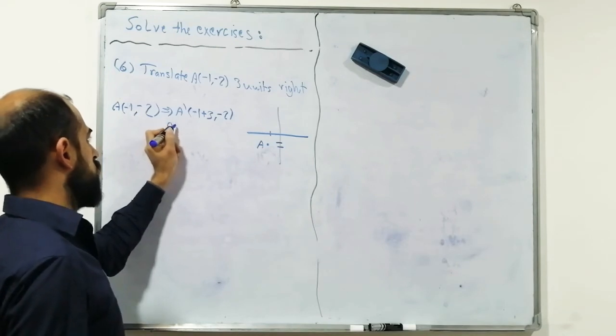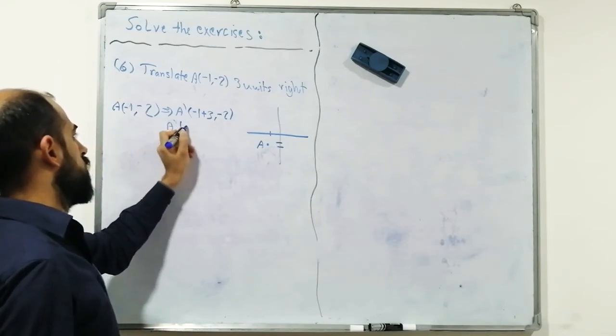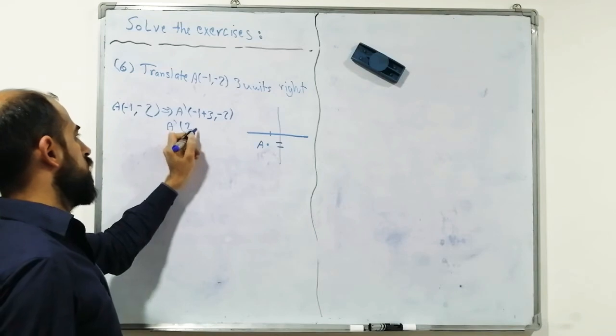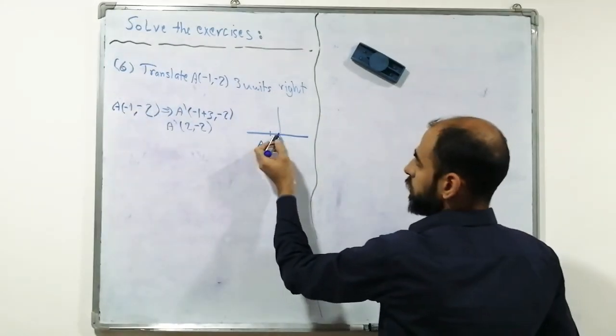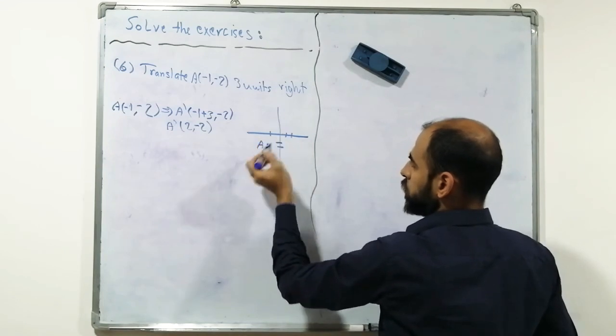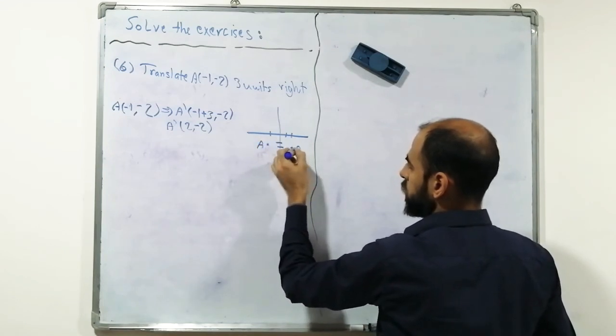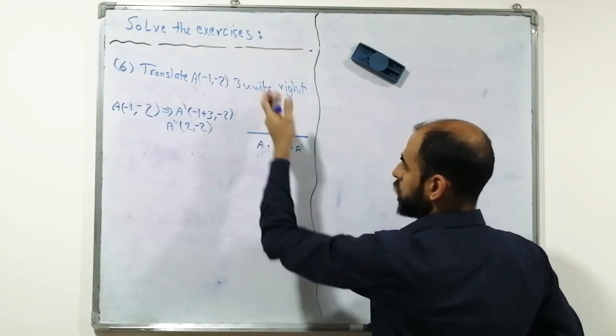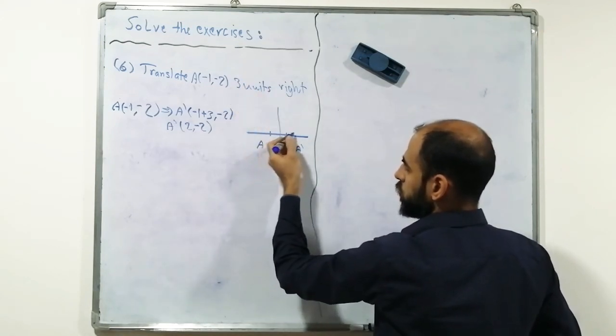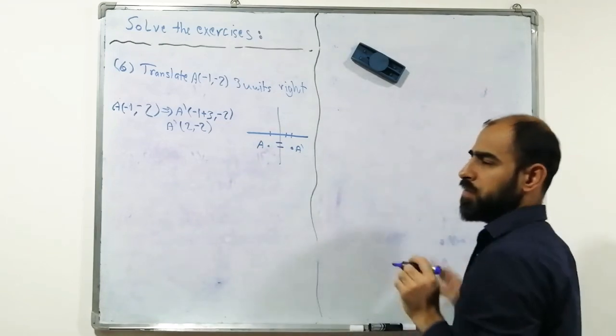A dash: -1 plus 3 is 2, and -2. So the point is (2, -2). This is the point A dash. As we see here, we translated the point 3 units to the right, which is 1, 2, and 3, and this is the point A dash.